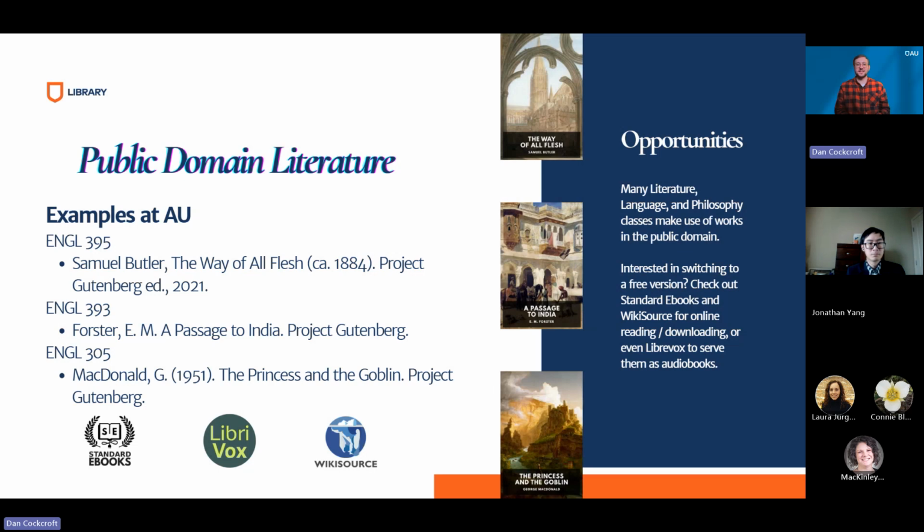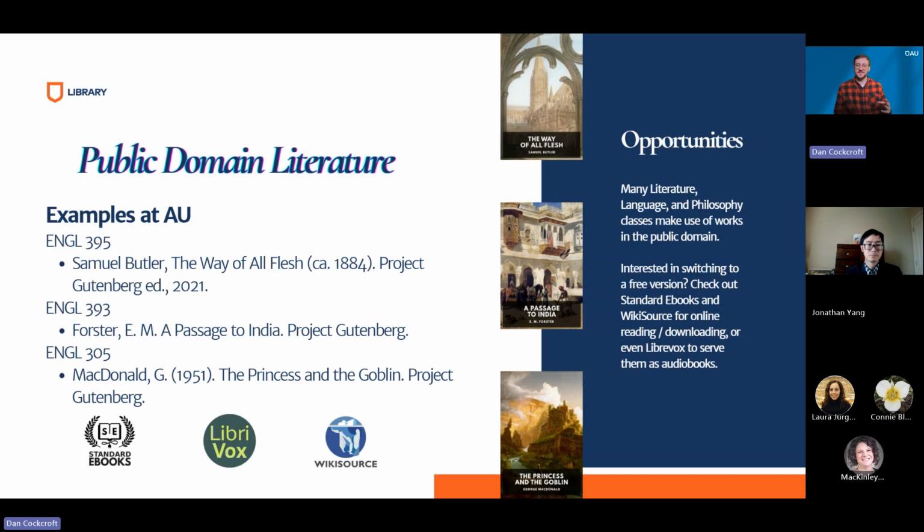So I also wanted to include some information about literature in the public domain. So we have some great examples here at AU that are being used in courses. We have Samuel Butler's The Way of All Flesh being used in English 395. And all three of these books are actually on Project Gutenberg. If you've heard about the public domain, I'm sure you've heard of Project Gutenberg. They did a great service to the world by digitizing old texts and literature that is in the public domain.